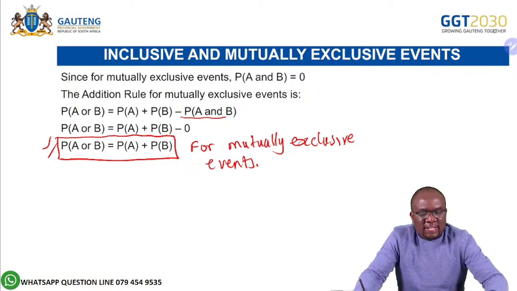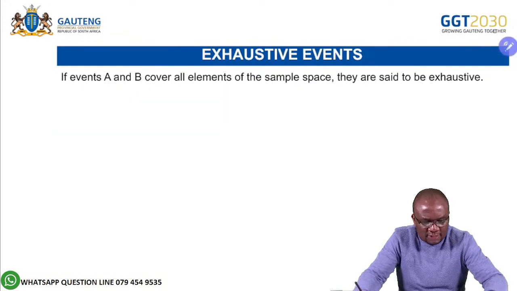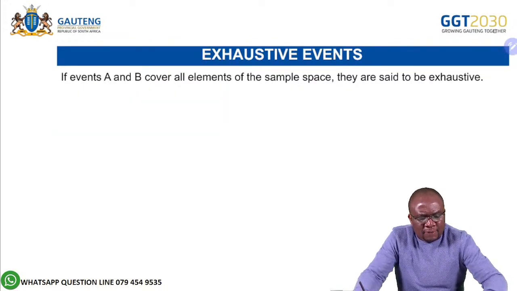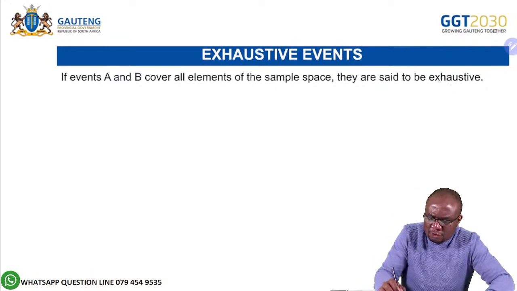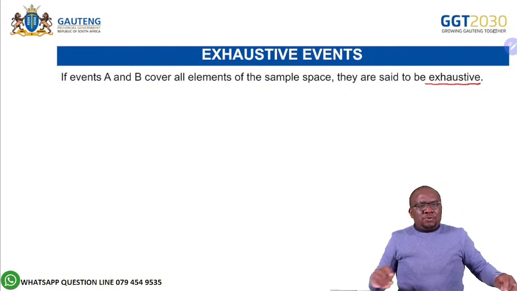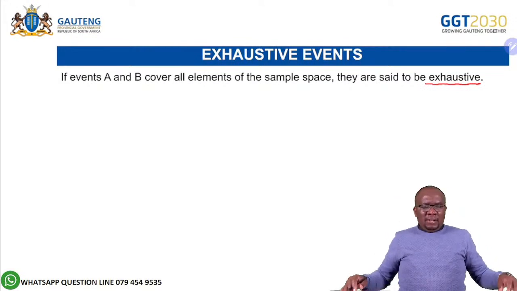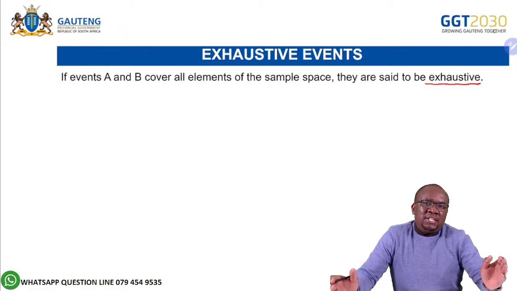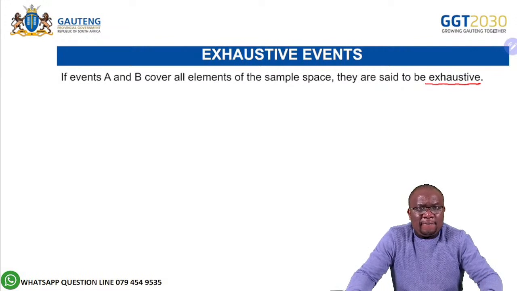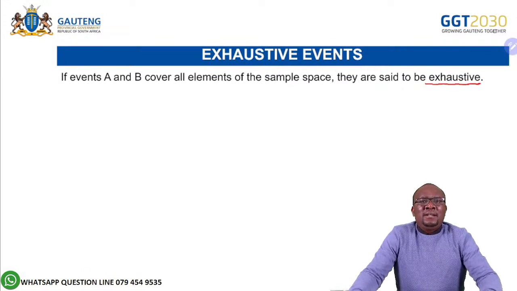Right, so now we have learned about the addition rule for inclusive events and mutually exclusive events. If events A and B cover all elements of the sample space, they are said to be exhaustive. I'll go back to our good example. I come to your class. I'm an English teacher, teaching all the learners in the classroom. And then I say, learners who are doing mathematics or mathematical literacy, please stand up.